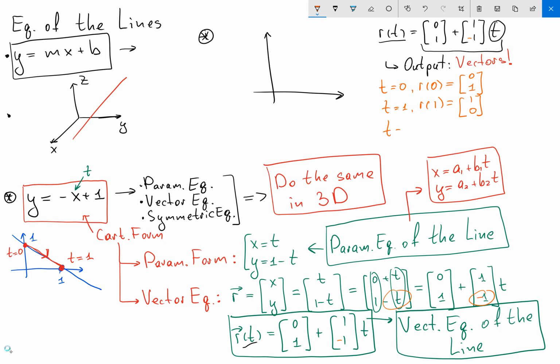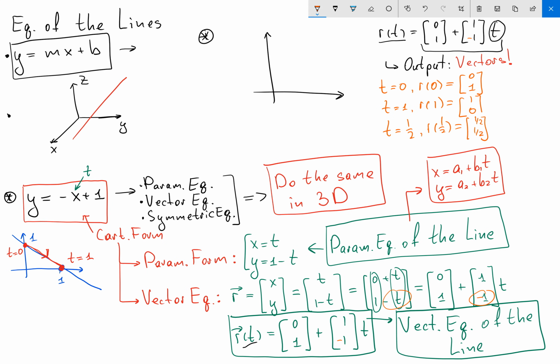What about when t equals, say, 1/2? When t equals 1/2, my first component is going to be 1/2, and my second component is going to be 1 minus 1/2, which is also 1/2.